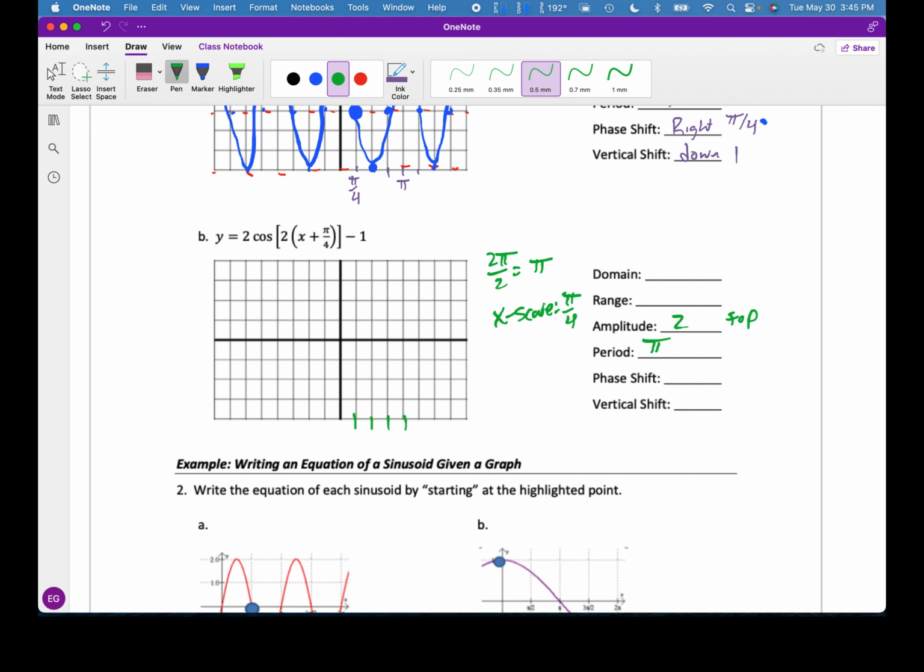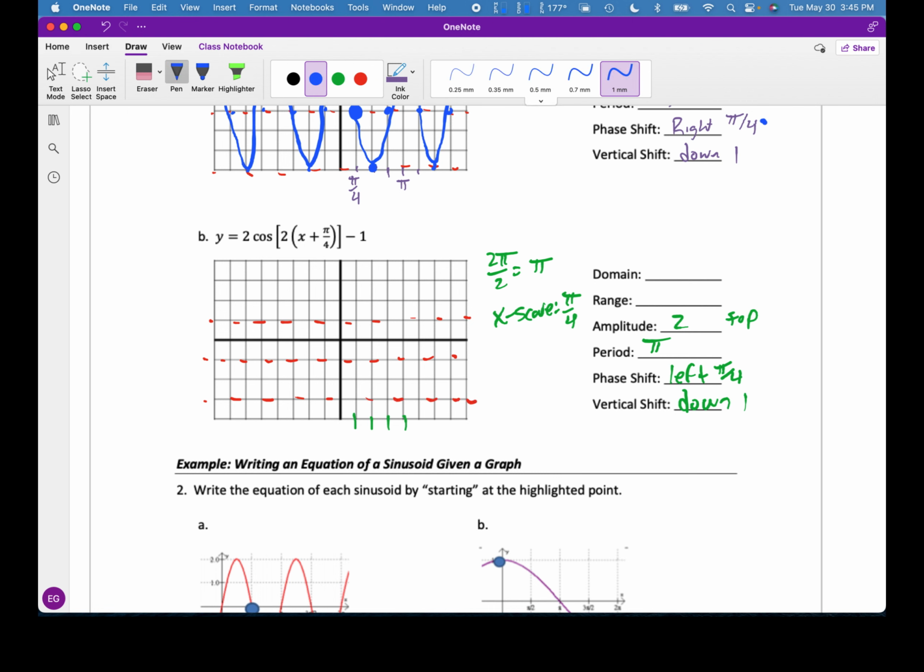Our phase shift is now plus pi over 4, which means we're really going to the left, negative pi over 4. And we're still going down 1. So roadmap down 1, start with that. Then I'm going to go up and down the amplitude. So up 2 and down 2 from that value.